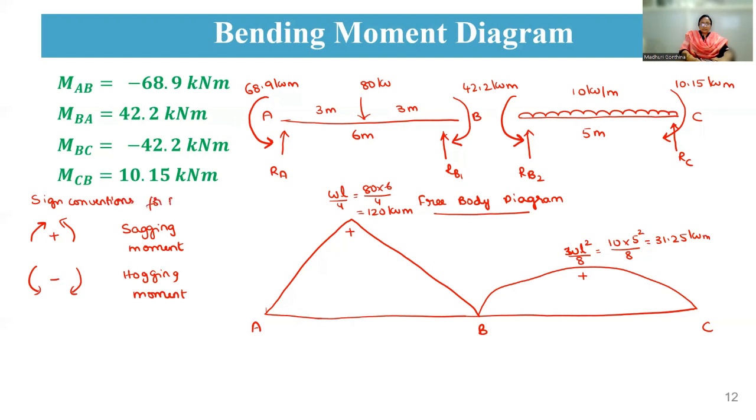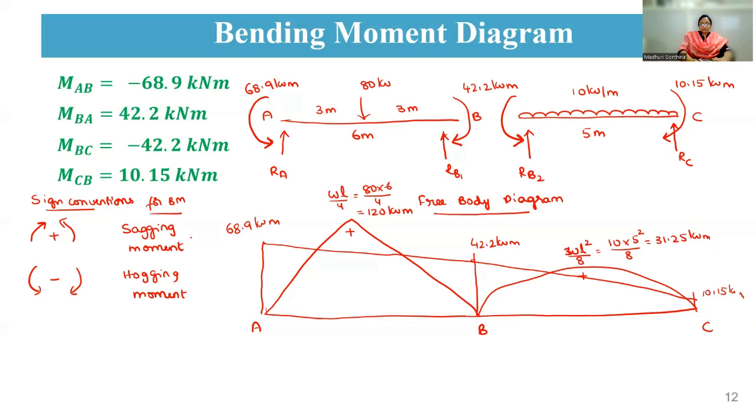So, sign conventions for the bending moment diagram. Here we have 68.9 kilonewton meter, 42.2 kilonewton meter, and 10.15 kilonewton meter. You just join these lines. This is negative, this is negative, and this is also negative.